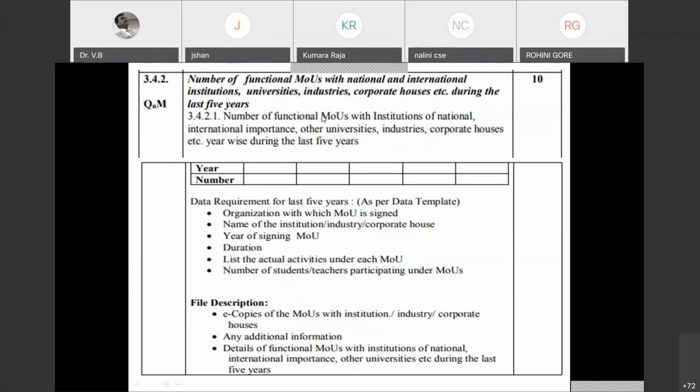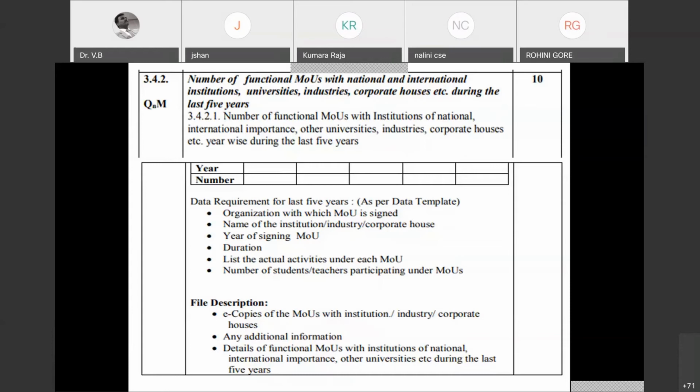Here it says number of functional MOUs with national and international institutions, universities, industries, corporate houses. In case the MOU that you have with an industry does not fall under this category, then show it under the 3.4.1. Only thing is that please don't repeat the same data in 3.4.1 and 3.4.2, because once we say a MOU, it means a document signed by both parties. Only that is called as MOU.